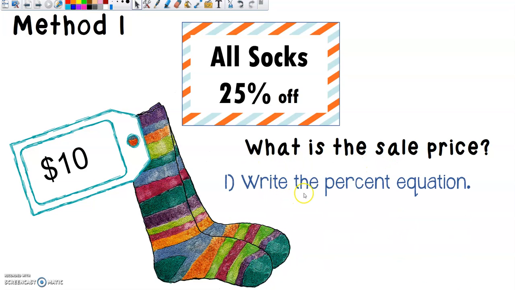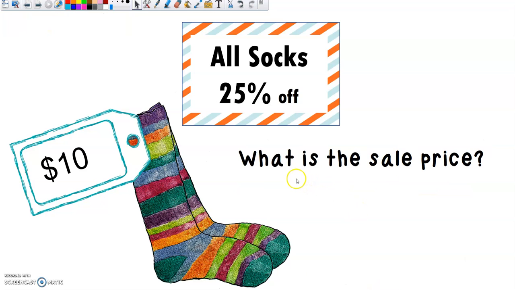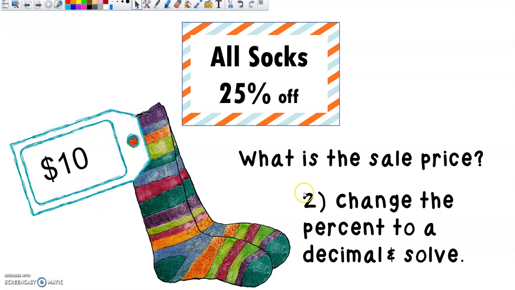The first thing we're going to do is write down the percent equation, and if you're not familiar with it, here it is. A equals percent times W. Well, what does that mean? W is the whole amount, or the original cost, and the A is the part after we take the percent out. So let's go ahead and look at the next step here. We also need to change the percent to a decimal to solve it.